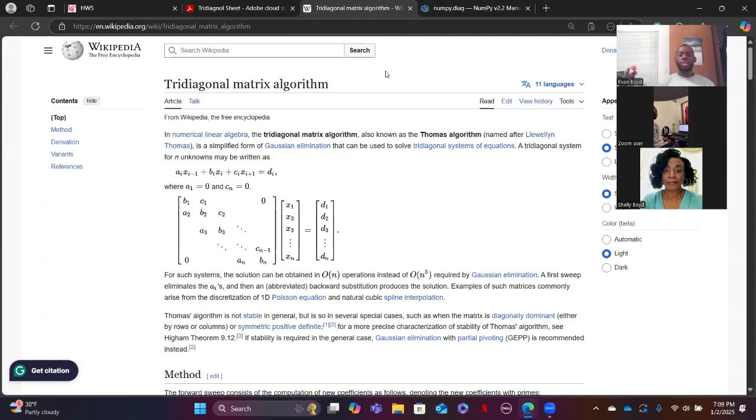But in this case, for our tridiagonal matrix algorithm, we are trying to find the x. But I'll explain it more. Let's go into the derivation. I'm going to stop sharing, and we will do this on my iPad.